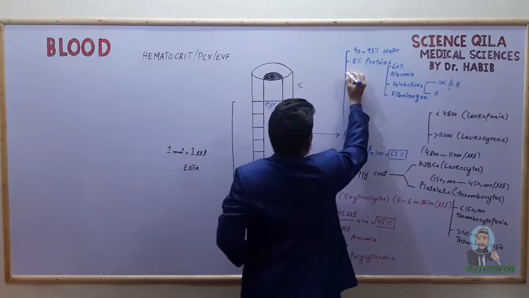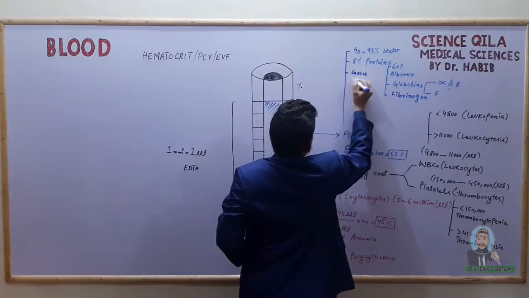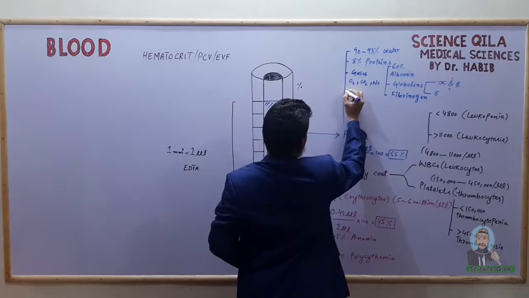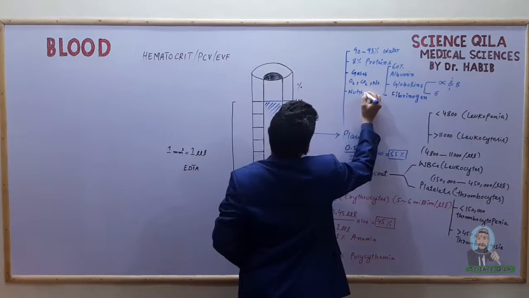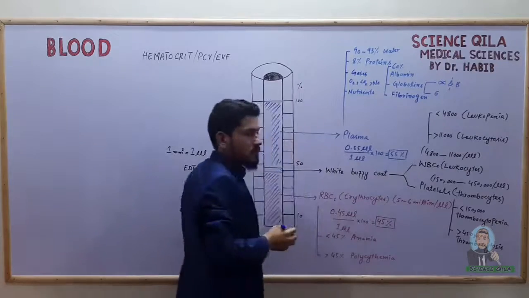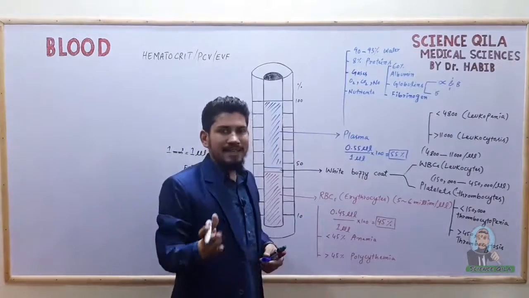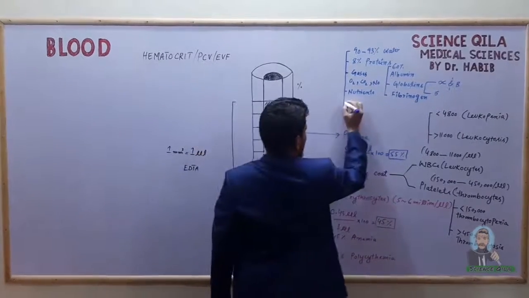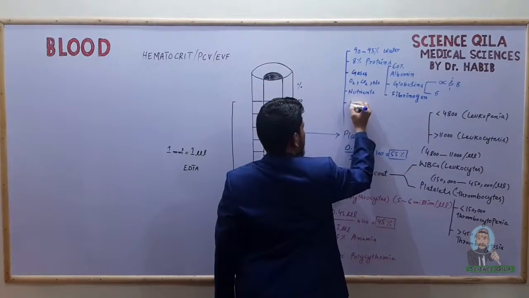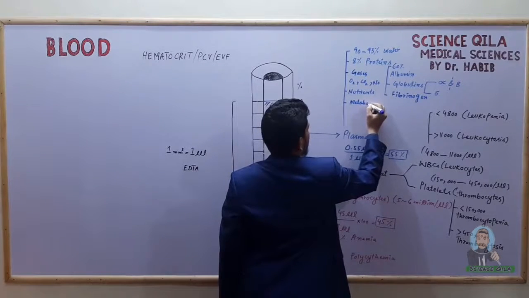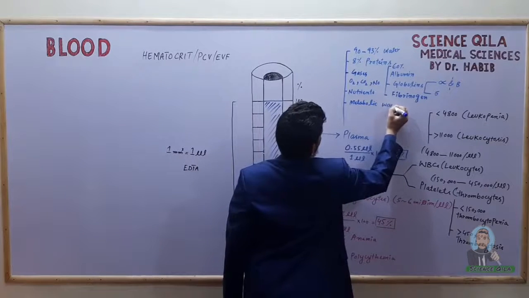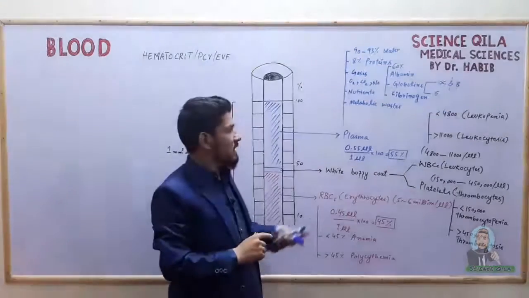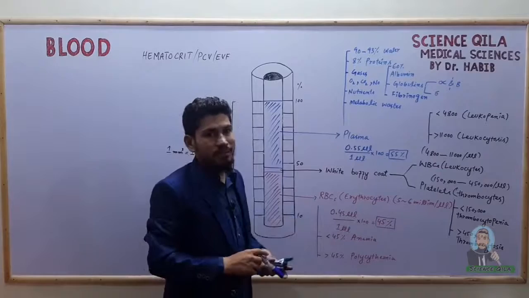Okay, next we have gases in the plasma like oxygen, carbon dioxide, nitrous oxide. We also have nutrients in the plasma like glucose, fats, amino acids, essential amino acids and non-essential amino acids. We also have metabolic wastes in the plasma like lactic acid, uric acid, urea, creatinine. They are also nitrogenous wastes, and they are present in the plasma.